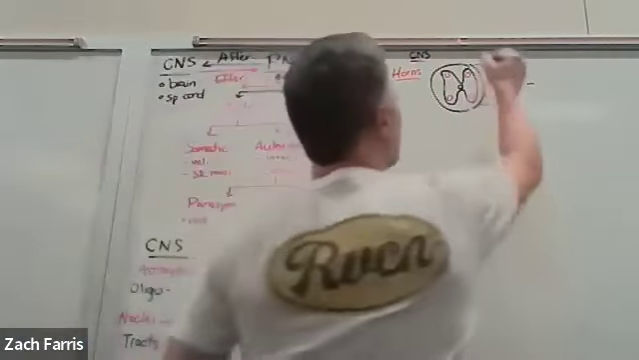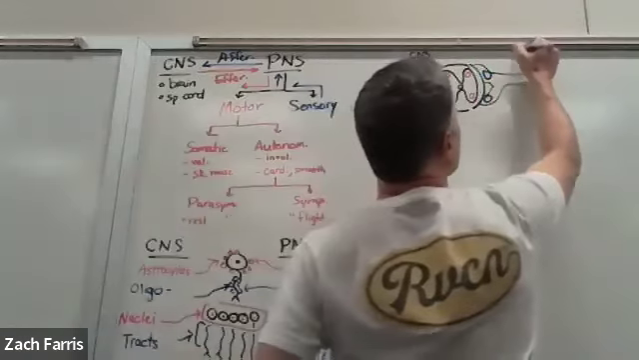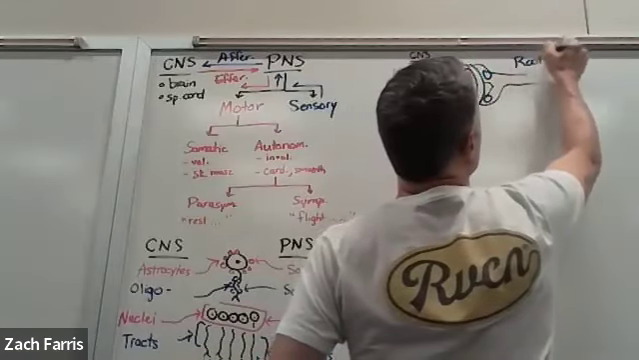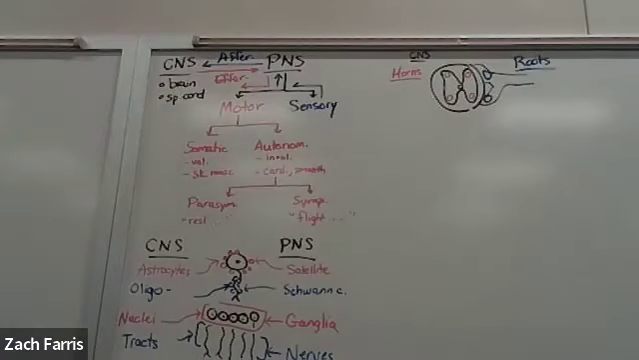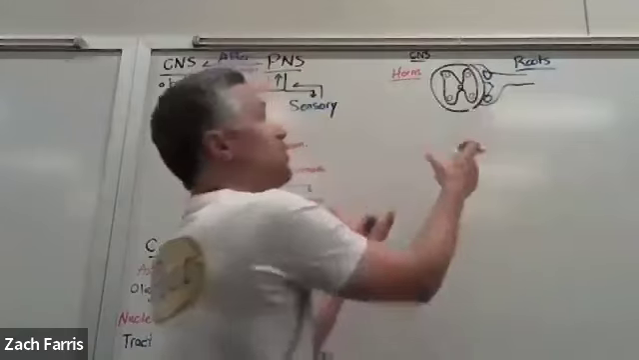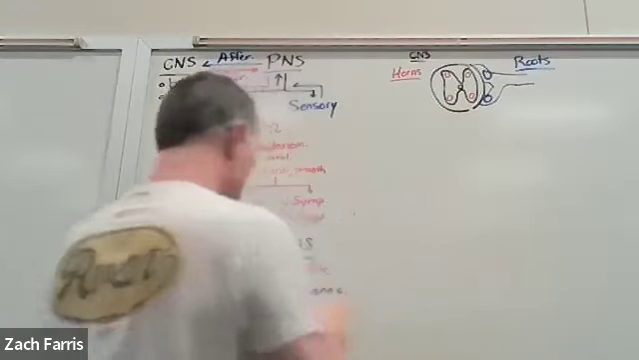Then let's go with our blue, where I'm putting these blue circles. Those are what? Roots. Horns are CNS. They're in the spinal cord. Roots are PNS. They're close to the spinal cord. They're going to feed information into that spinal cord, but they are outside of it. So those are our roots there.